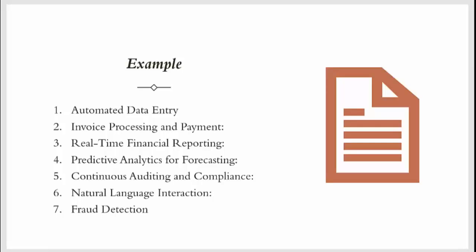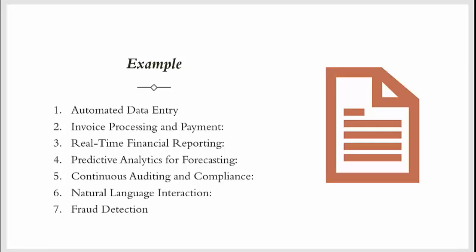3. Real-time financial reporting. The AI system provides real-time financial reports, allowing the business owner to see up-to-date information on revenue, expenses, and cash flow. The owner can access these reports from any device, anywhere. 4. Predictive analytics for forecasting. The AI system analyzes past sales data and predicts future revenue trends. This helps GreenTech plan its budget and make informed decisions about investments and expenses.